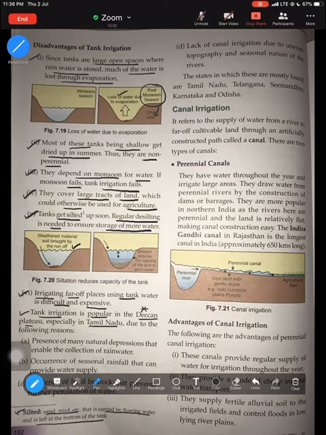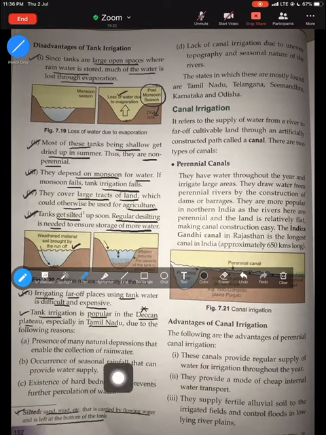Now, what is the reason behind tank irrigation being popular in Deccan Plateau? This is a very common question asked in your examinations. You must know the reason why tank irrigation is popular in South India, or sometimes they ask you Peninsular India or Deccan Plateau. The first is because of many natural depressions that enable the collection of water.